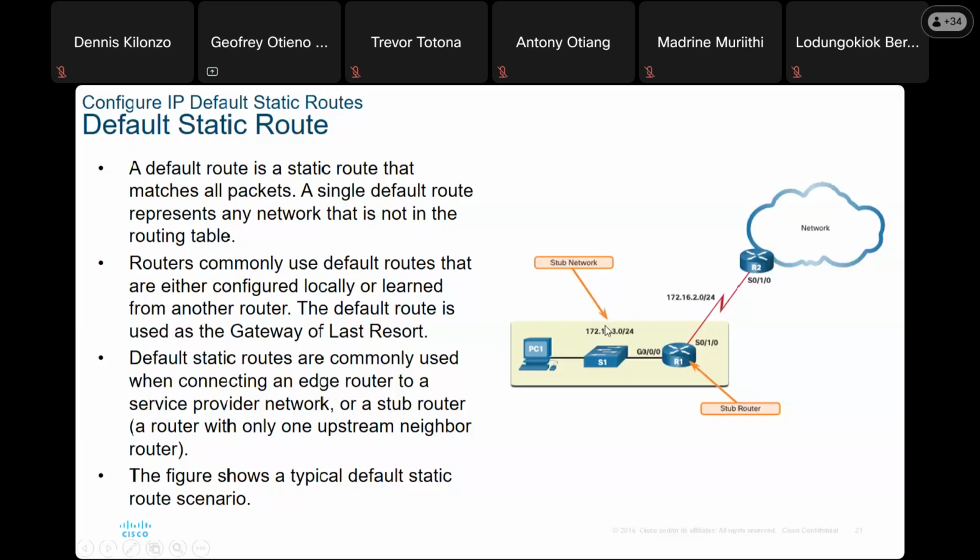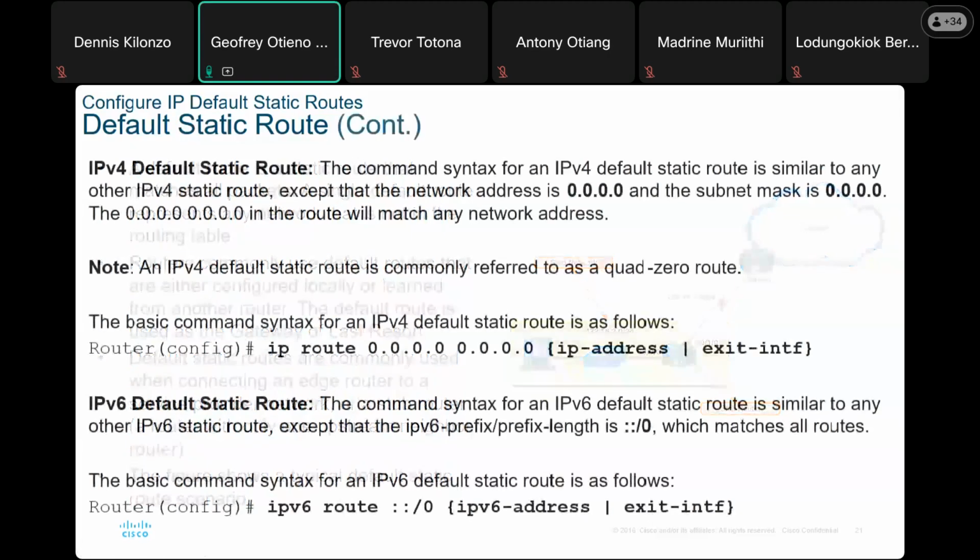So that's the point. Gateway of last resort is your only way out. Now, the command for setting up a default static route for both IPv4 and IPv6 is here. While in global mode, just specify ip route 0.0.0.0 0.0.0.0. Then, of course, don't forget the next-hop options that we have.